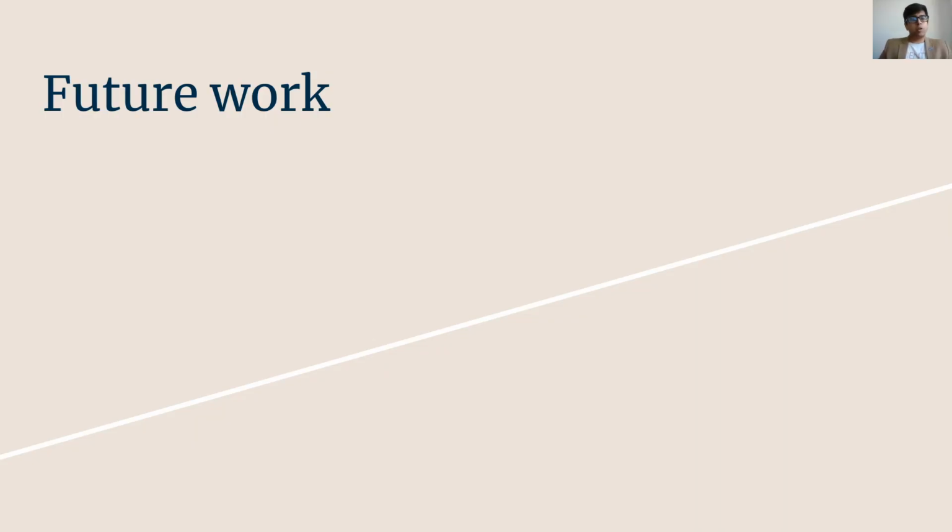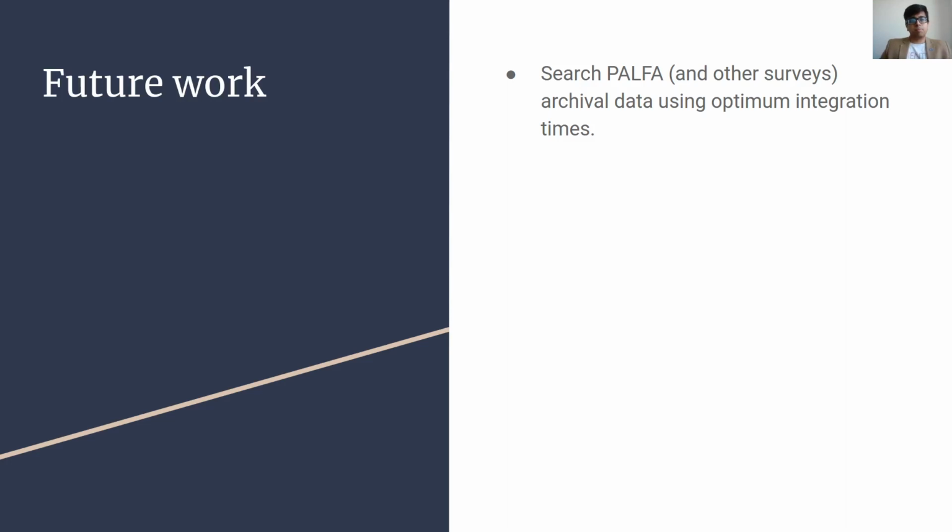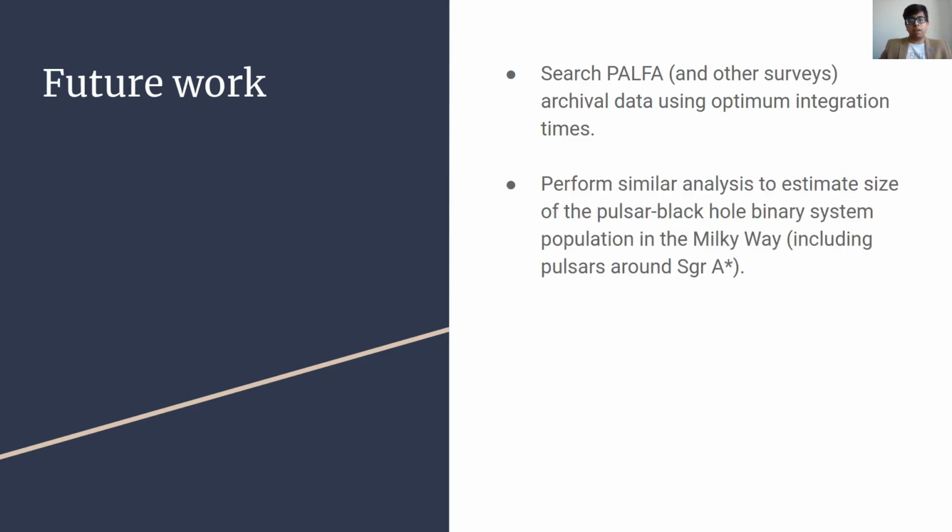And finally, I want to give you a quick overview of some future work that we are planning to build on the results from this analysis. First, we want to search P-alpha and other surveys' archival data using these optimum integration times to try and see if we can find one of these ultra-compact binary neutron star systems. We also want to perform a similar analysis to estimate the size of the pulsar black hole binary system population in the Milky Way, and this includes pulsars around Sagittarius A star.